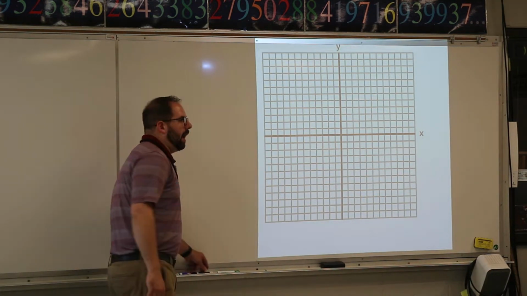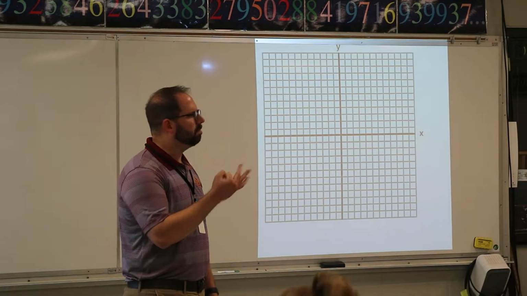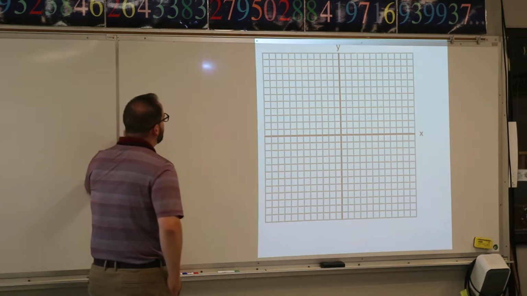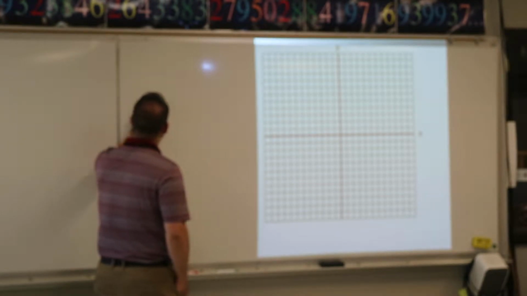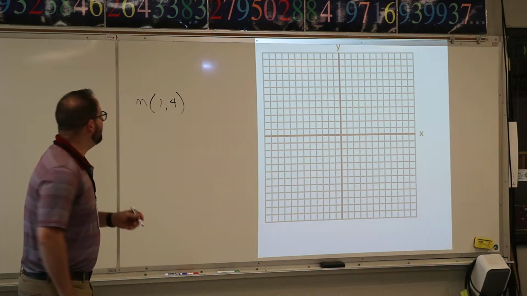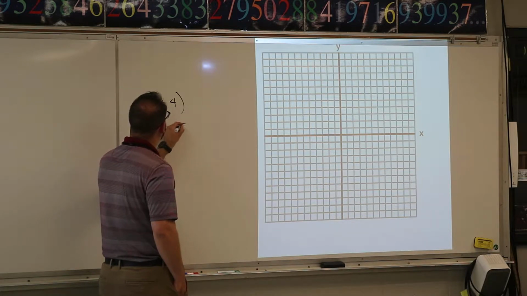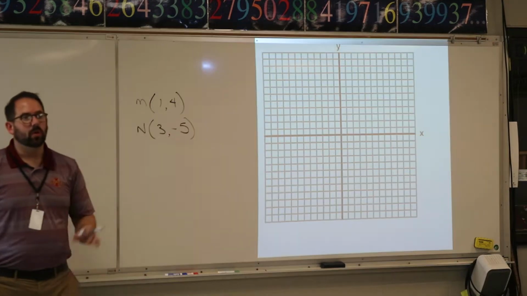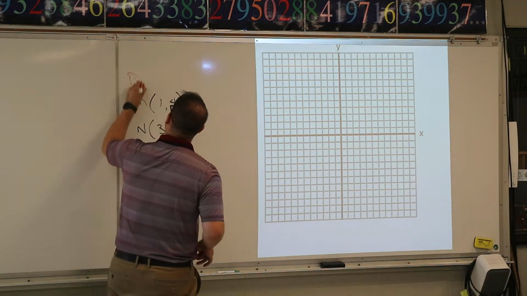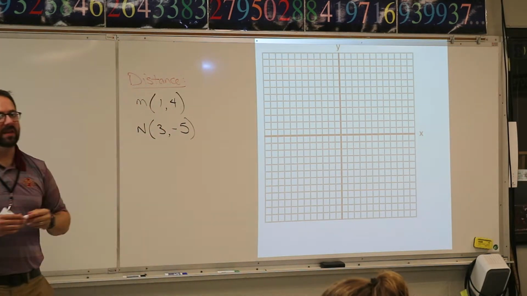All right, so on your graph paper, we should be possibly in our third picture, if you've been taking all the notes up to this point. Let's go with point M, let's go with 1, 4. And point N, let's go with 3, -5. Okay, so those are my 2 points. We're going to try to find the distance between these two dots.